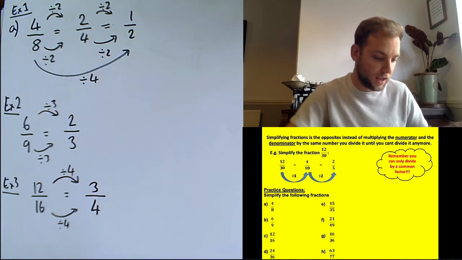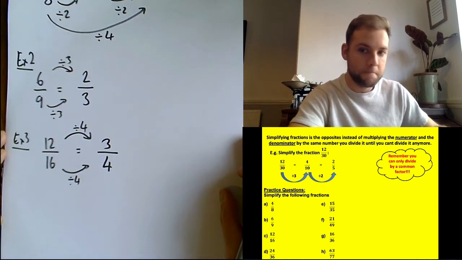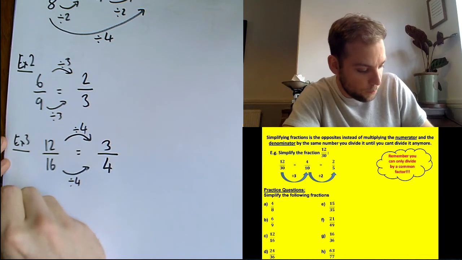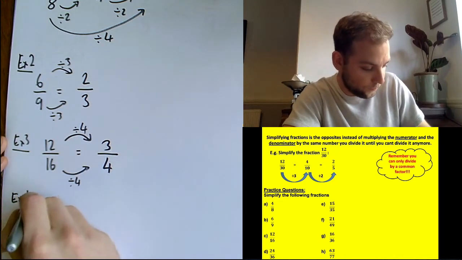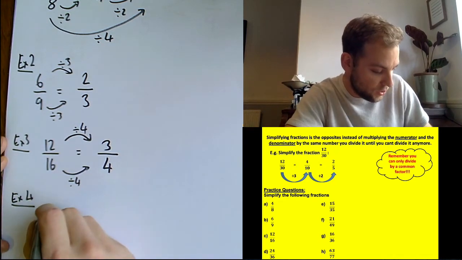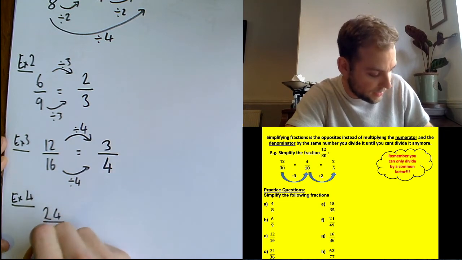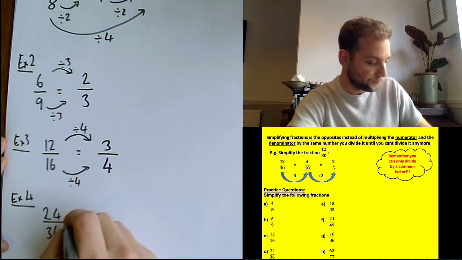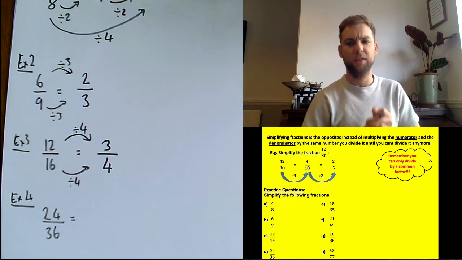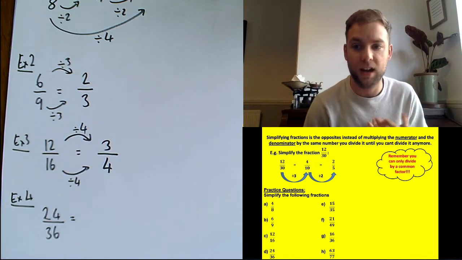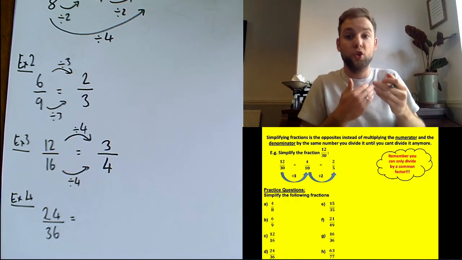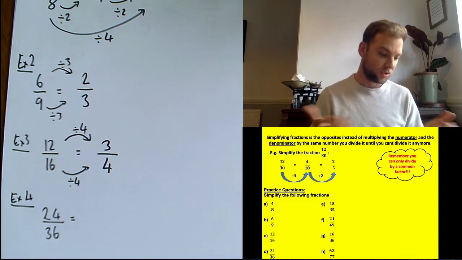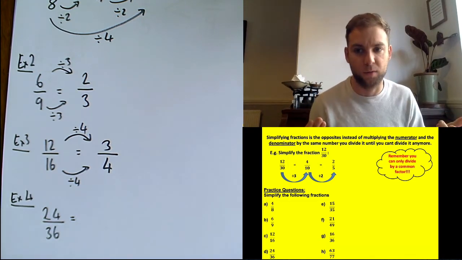Brilliant. So let's have a go at example 4 now. This one here, 24 over 36. Now these are getting a little bit harder. What number goes into 24 and 36? If you can't think straight away, then just try the numbers you can see go into it. So straight away I can see that 4 goes into both of these.